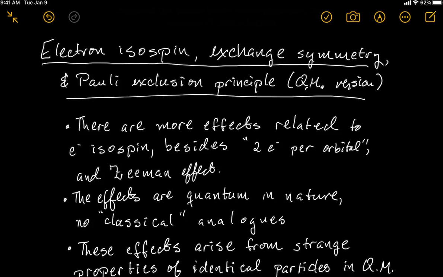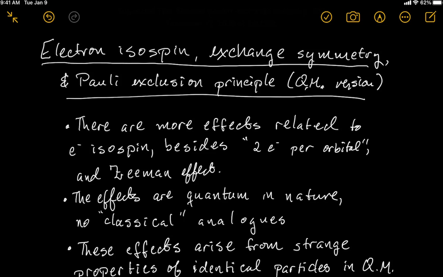Now we're going to discuss electron spin, spin up, spin down, exchange symmetry, and the Pauli exclusion principle, the quantum mechanical version of that Pauli exclusion principle.